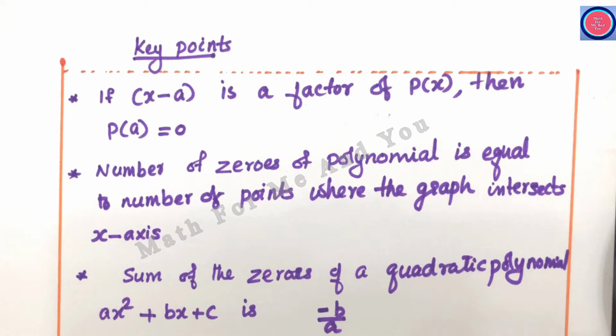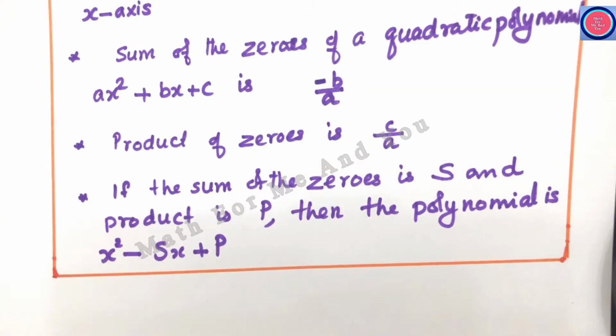Sum of zeros of a quadratic polynomial ax square plus bx plus c is minus b by a, and product of zeros is c by a. If the sum of zeros is s and the product is p, then the quadratic polynomial is x square minus s times x plus p.